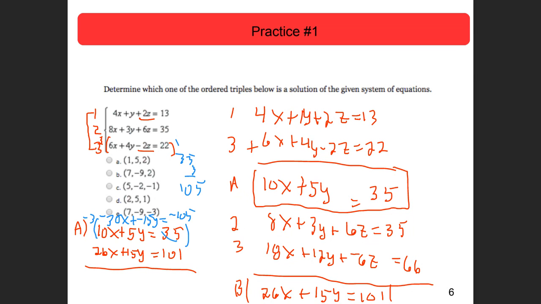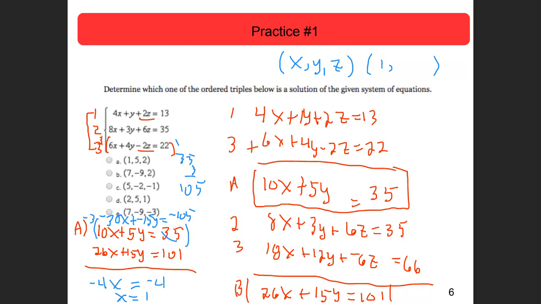So now if I add straight down, -30x plus 26x, that's -4x, is equal to -105 plus 101, that's -4. So x equals 1. So all of that work, and I finally end up with one of my variables. And when we write out variables, they should be in an ordered triple. So my x value is 1.